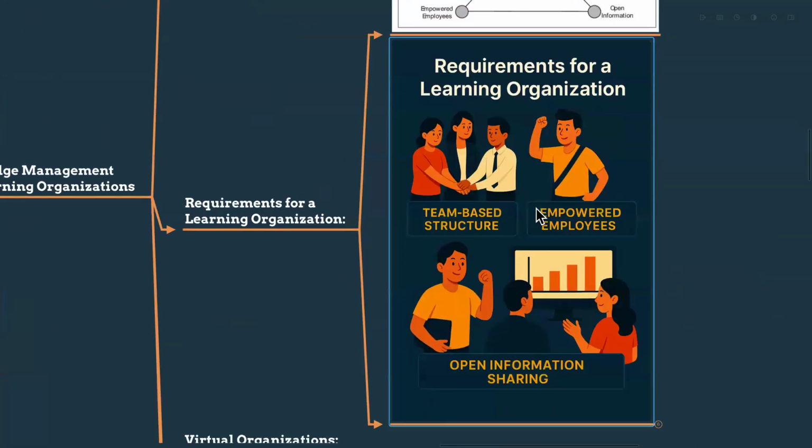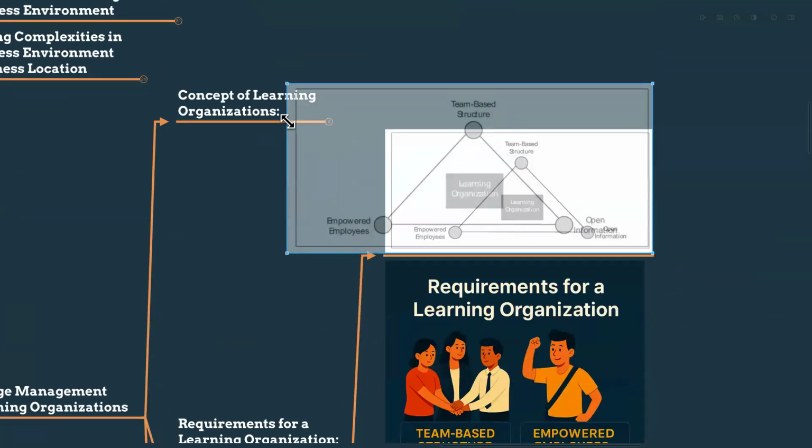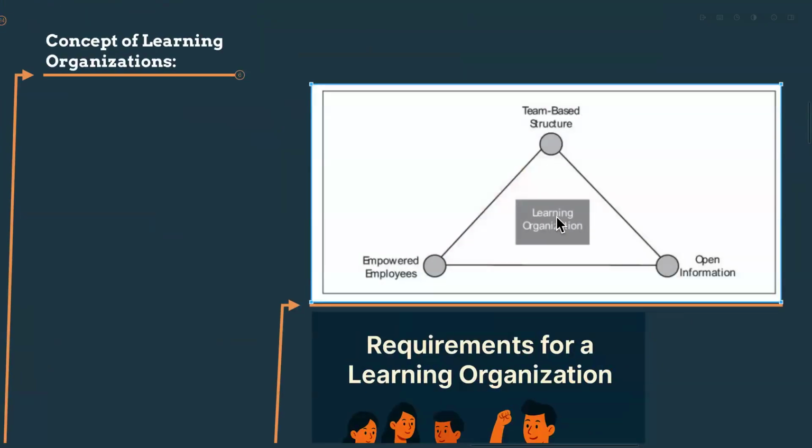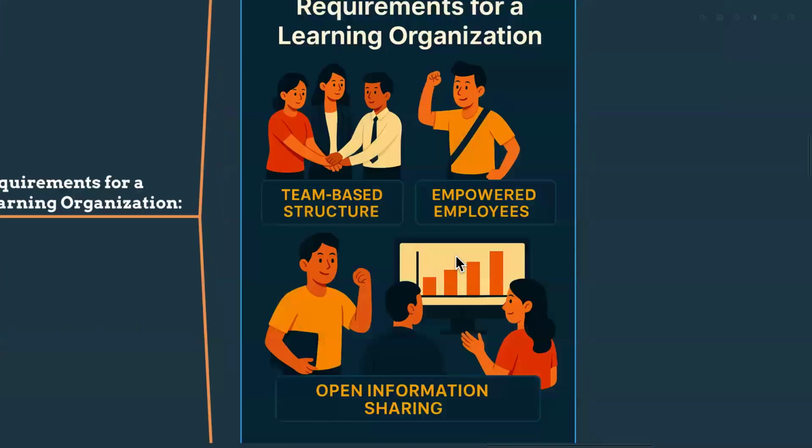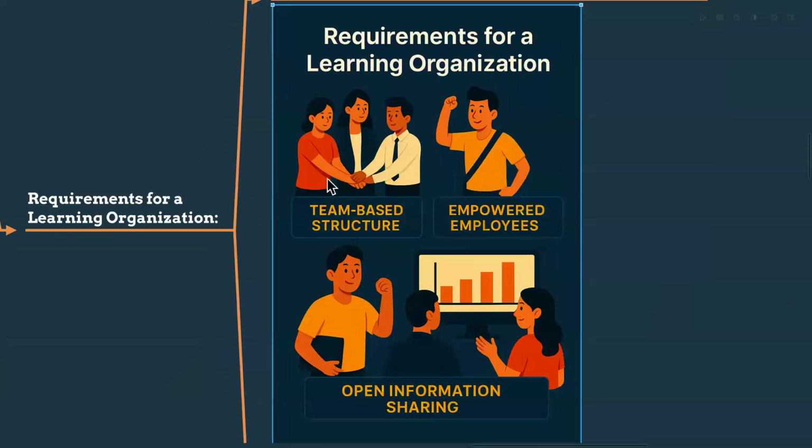So what are the requirements for the learning organization? There are three things. The first one is team-based structure, empowered employees, and open information. It means, my dears, if we want to create a learning organization, these are the requirements. The first one is we should have a team-based structure. People work in teams, not alone. The synergy will come. Teams will share the knowledge, right? Empowered employees. We have to empower the employees. Sometimes the workers can make some decisions. We have to encourage them to try new things. We have to encourage them to learn from their mistakes.